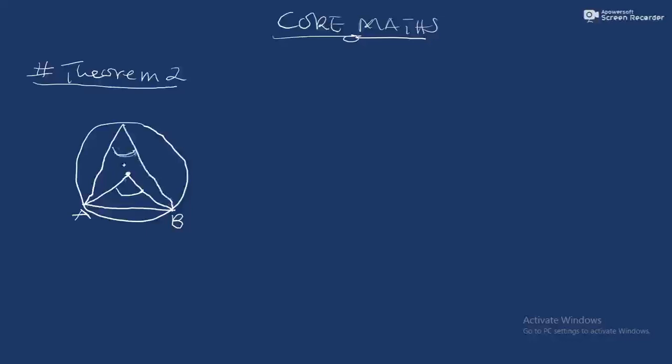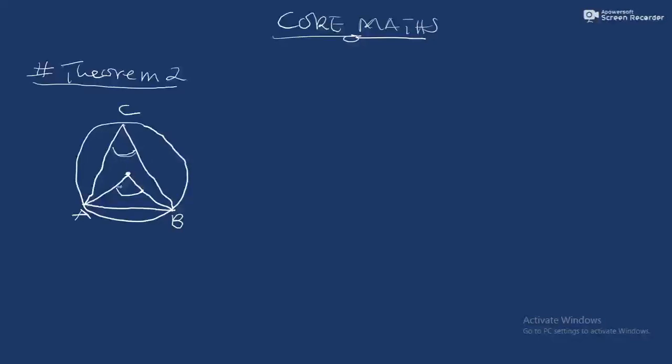So let's look at that. This is C. The theorem is saying that this angle at the center was formed by the chord AB. And then the same chord AB formed this angle here at C.